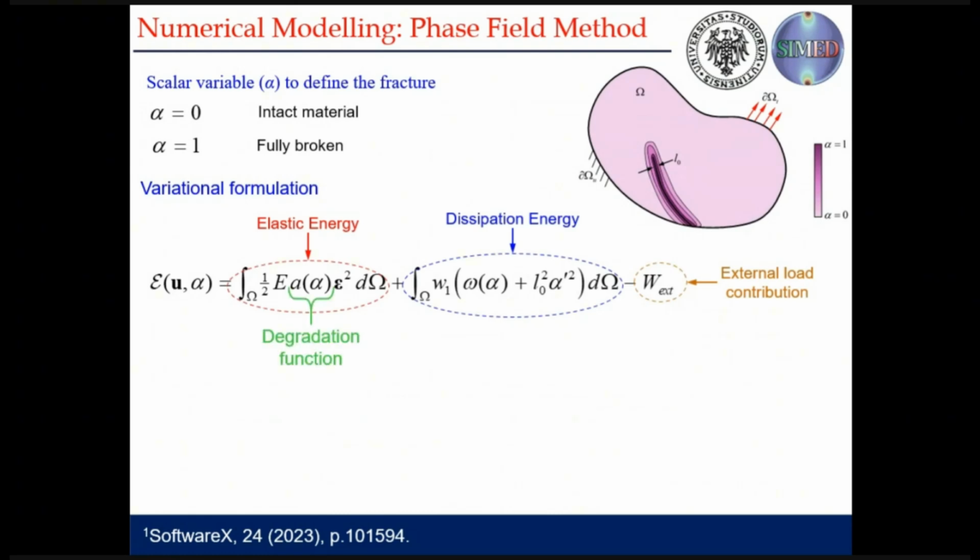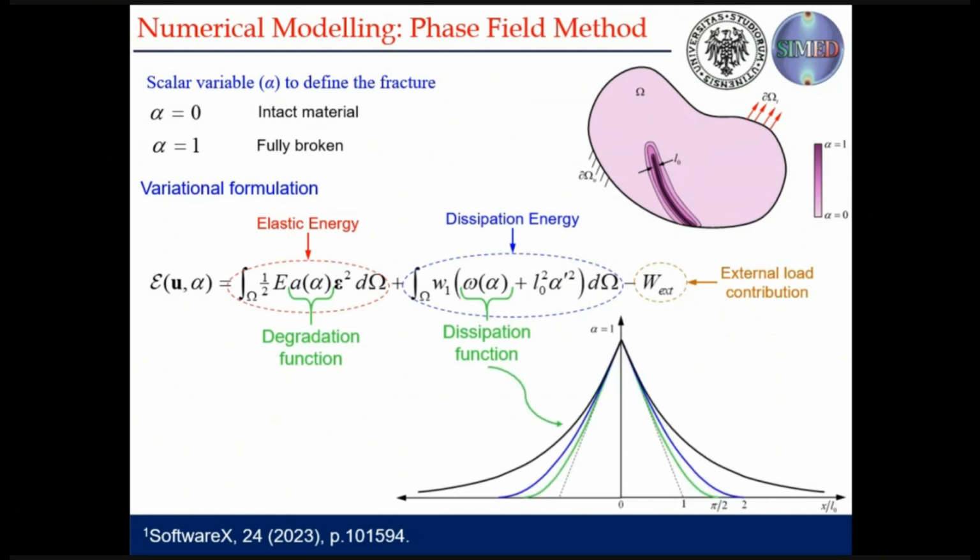So with the loading, this degradation function is changing with the evolution of the phase field. So this will degrade the material, or we can say it will lower the material's resistance to take the load. And then we have the dissipation function, which will control the evolution of the phase field. We can have different types of dissipation functions.